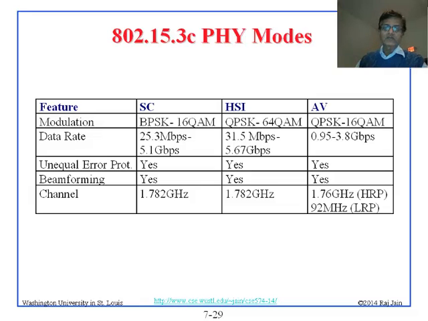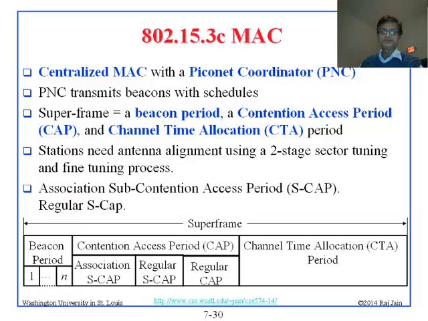The key thing to notice is that with so much bandwidth, BPSK also does the job, and so they don't have to bother with OFDM. The MAC is very similar to other IEEE. It's a centralized MAC with a PicoNet coordinator, PNC.